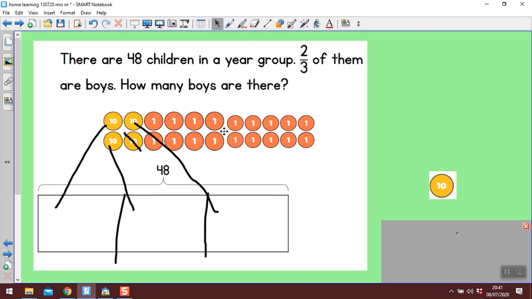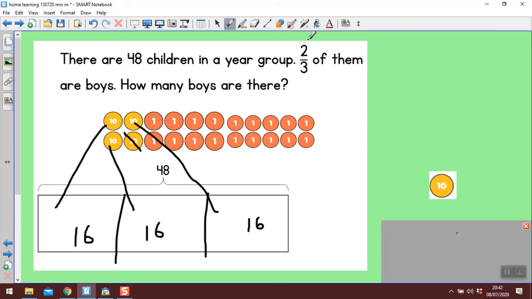So I've got 8 here and 10 here, 18 ones to share between 3. What is 18 divided by 3? How many 3's make 18? It's 6. So I've got 1 10 and 6 ones in each. So that means I've got 16 in here, 16 in here, and 16 in here.